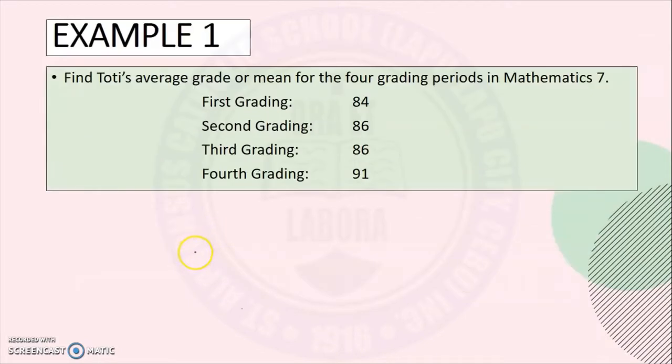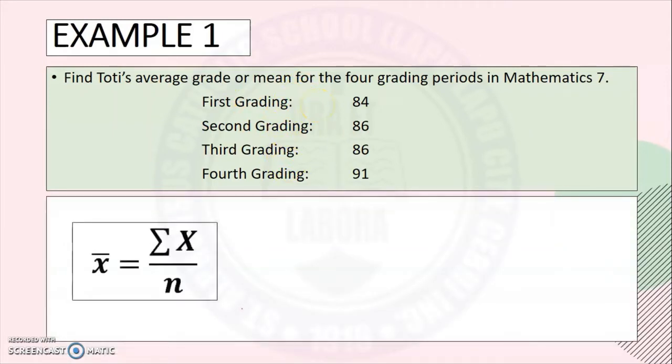Number 1. Find Totti's average grade or mean for the 4 grading periods in Mathematics 7. So we are given here Totti's first grading grade, which is 84, second grading 86, third grading 86, fourth grading 91. And we are asked to find the mean or the average. When we say mean, it also means average. So first step, write the formula.